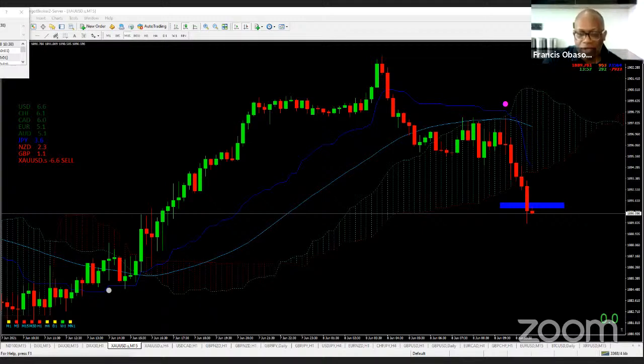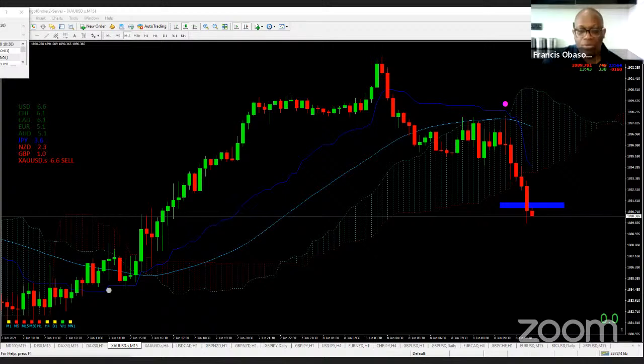Okay, now I did say I was going to be sharing with you how to get more pips on a day like this, when perhaps you're not getting a lot of pips, you're not getting a lot of good setups. How do you maximize your time on the chart? I'll be sharing that with you as well shortly.